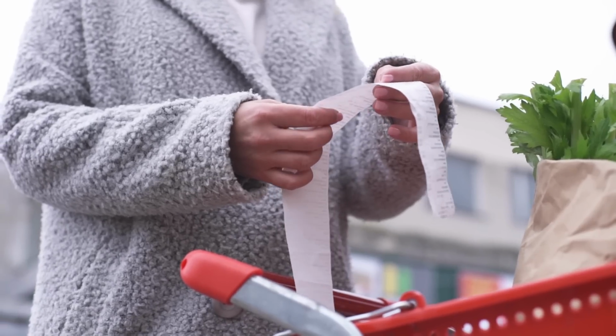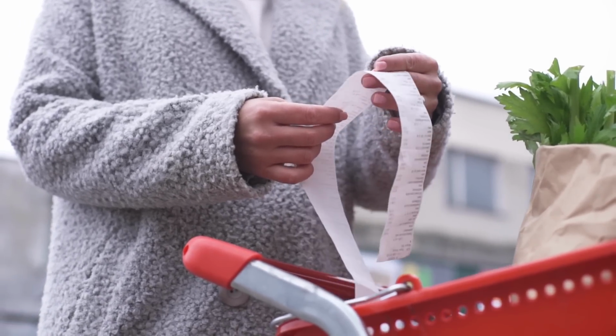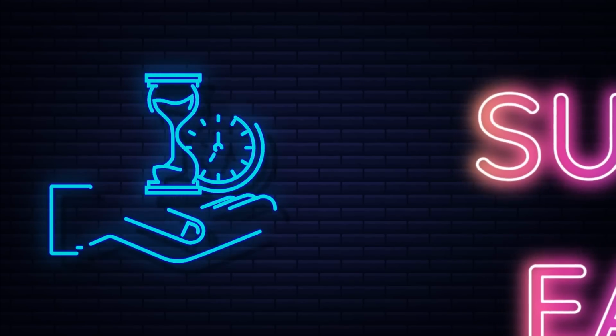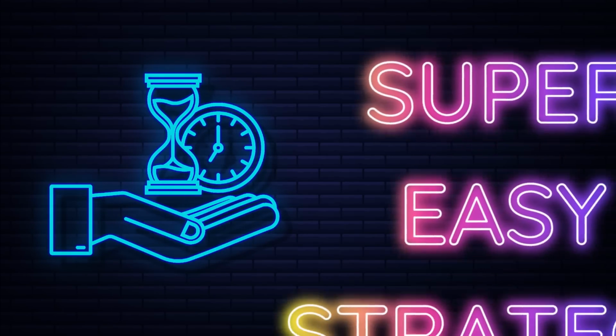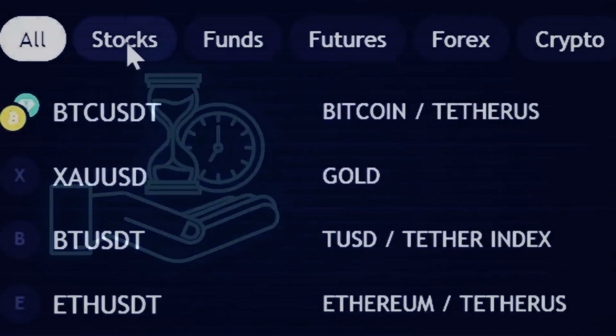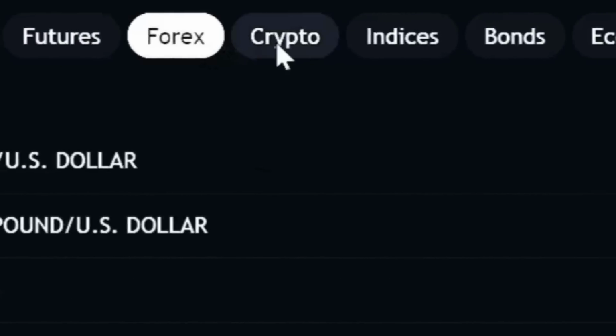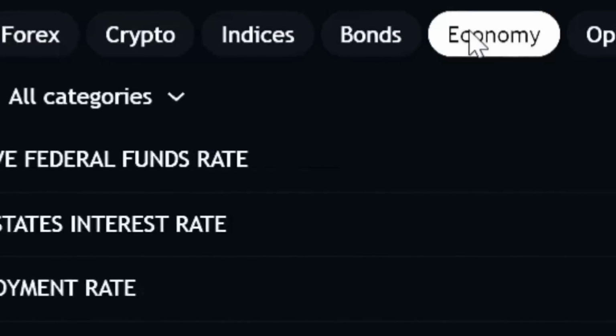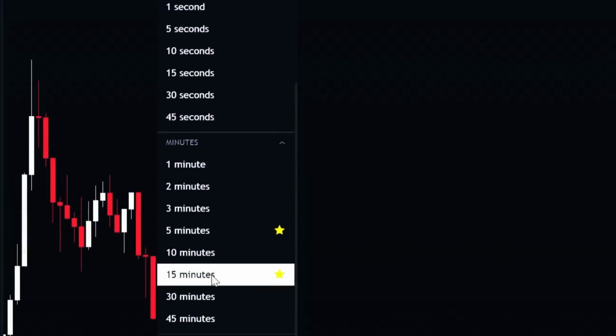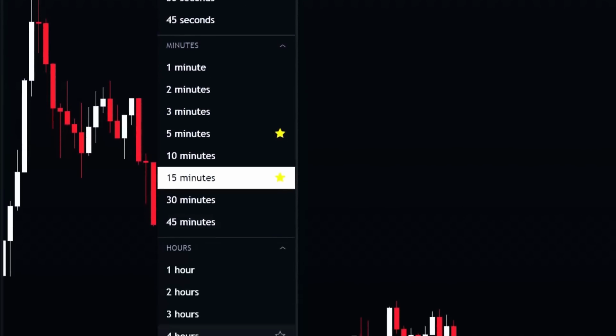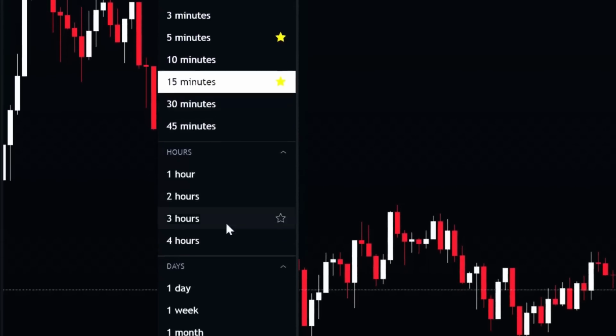Sick of those fancy, expensive trading strategies? We've got something way simpler, a super easy strategy that works for everything: stocks, bonds, futures, forex, crypto, the whole shebang. Whether you're a trading pro or just starting out, this strategy is totally free and so easy. Even a monkey can do it.